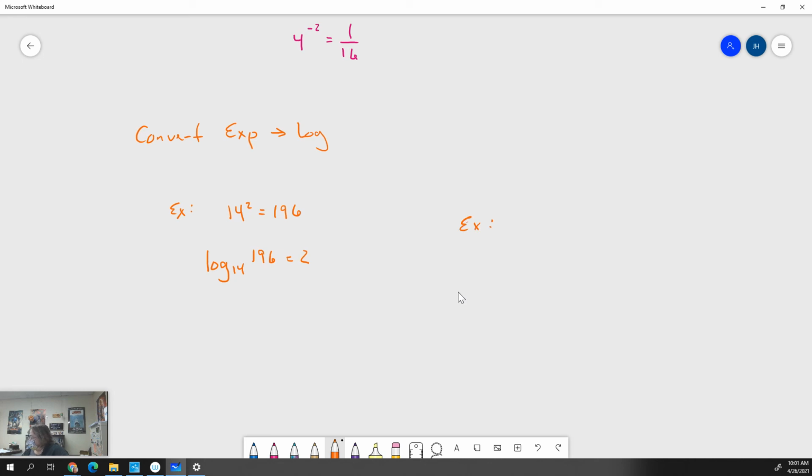So we've got 3 to the 4th equals 81. And so when I go to do my first, last, middle, I've got my log, and I know 3 is my first, my last is 81, equals my middle, which is 4. 3 to the 4th power equals 81. It still follows that same procedure. 14 squared equals 196.